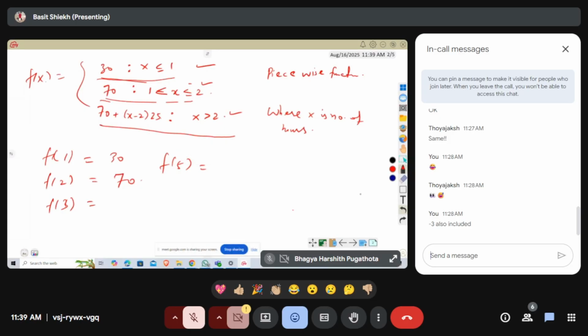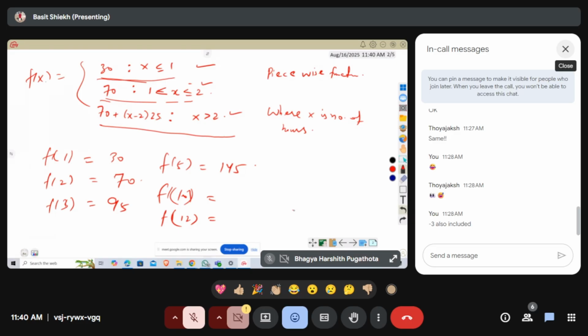Otherwise, I will write here k, whatever you want. What will be f of 3? This is 70 plus (3 minus 2), which is 1, into 25, so 70 plus 25, which is 95. What is f of 5? 70 plus 75, it will be 145. Find f of 10 and f of 12.